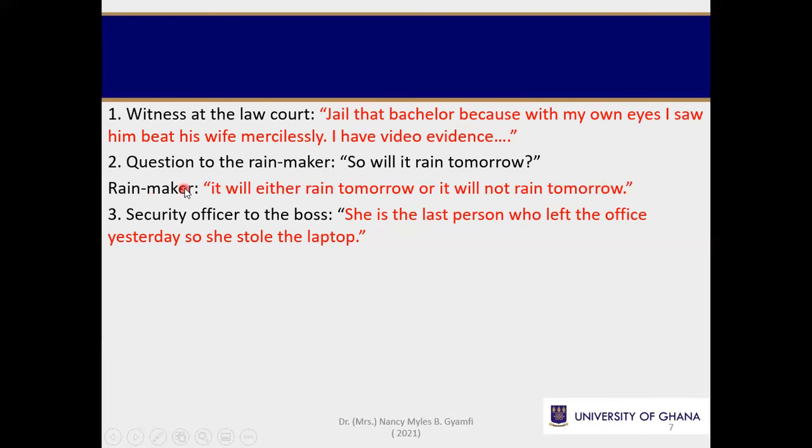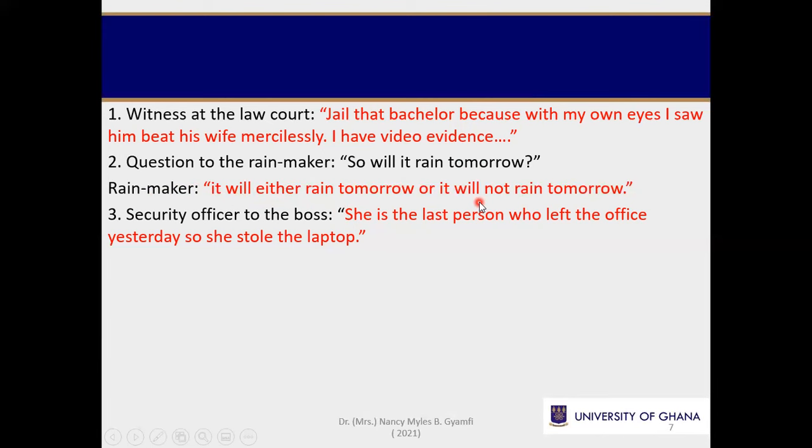The rainmaker's answer. See, the problematic statements are in red ink. I put them in red to make you think through them. Look at what the rainmaker said. We asked him, will it rain tomorrow? He says, it will either rain tomorrow or it will not rain tomorrow. But we all know this, that tomorrow it will rain or it will not rain.